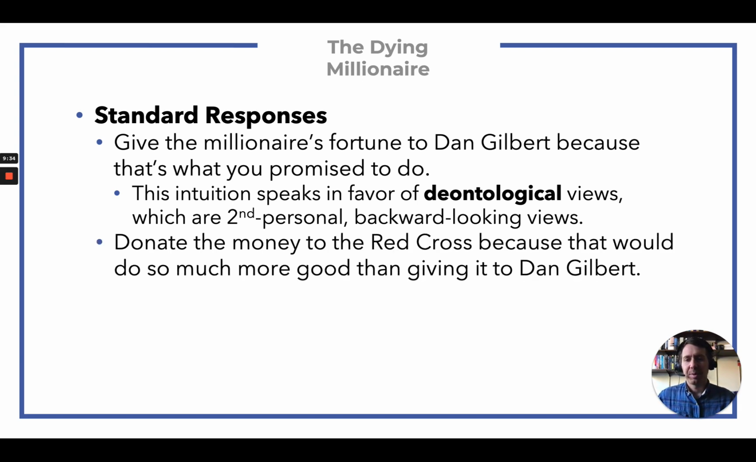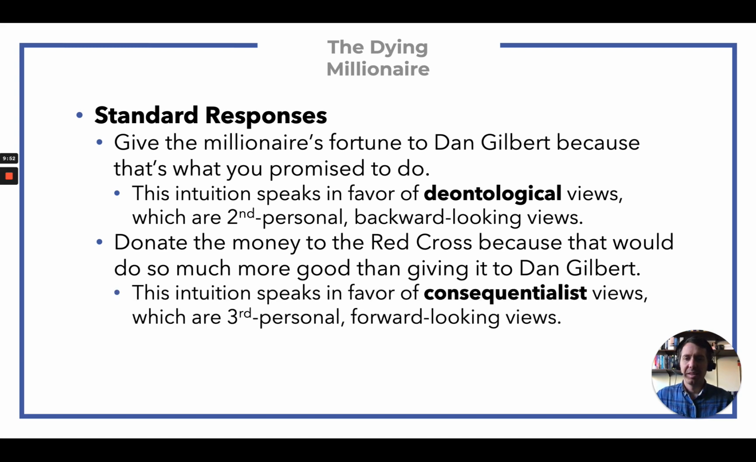The other kind of response is that you should donate the money to the Red Cross, and this answer is motivated by the thought that it's going to do way more good donating it to the Red Cross than it would do if you gave it to Dan Gilbert. If you have this view, right, maybe you're more on the consequentialist side of things. So this intuition speaks in favor of kinds of consequentialist views. And these views are more third personal, forward-looking views.